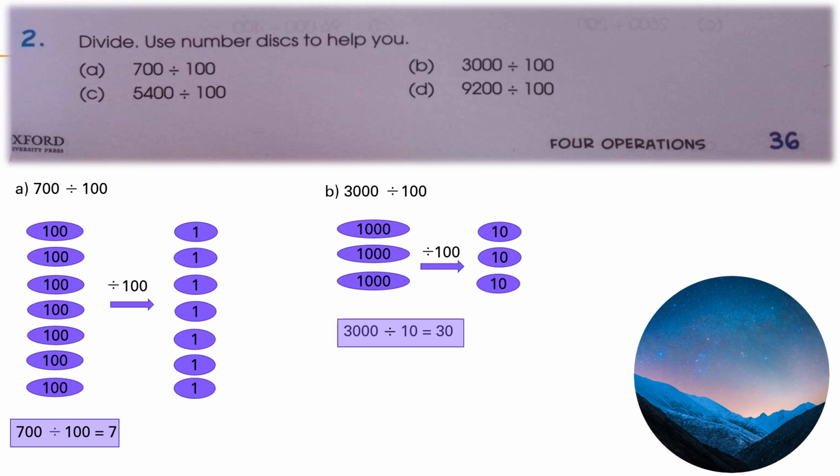For part B, we have 3000 divided by 100. For 3000, we have 0 ones, 0 tens, 0 hundreds and 3000. When these 3 discs of 1000 are divided by 100, we will have 3 discs of tens. So 3000 divided by 100 is equal to 30.